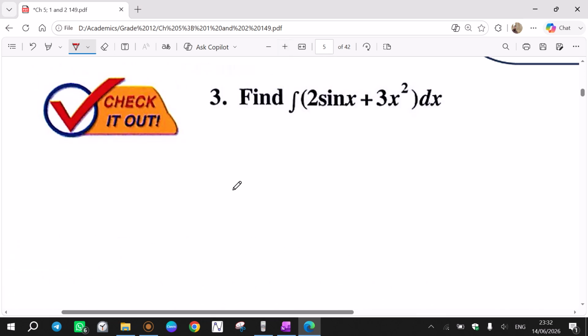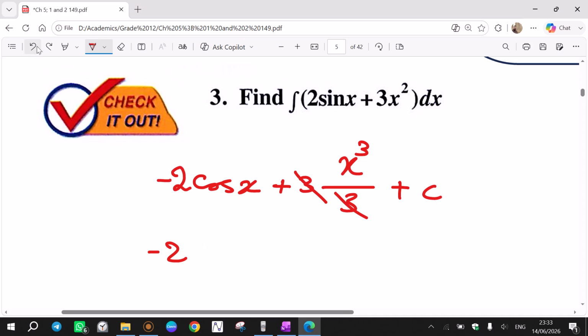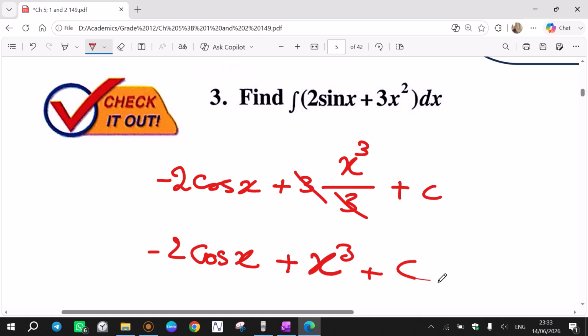Let's do this. The 2 stays as it is. Integral of sine is negative cosine x, plus 3 stays the same. X power 2 is x power 3 over 3 plus c. There is cancelling. Final answer, negative 2 cosine x plus 3 cancels 3, x power 3 stays the same, and there's always plus c.